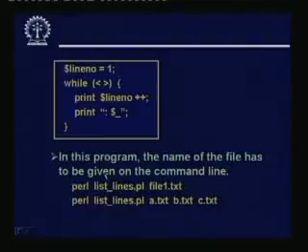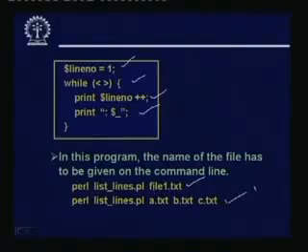Just a small example to show. Line number equal to 1, while reading from argv, print line number and print. So, this program will print the contents of the file you are passing as argument. Suppose you are running the program as this, then your array argv will be file1.txt, and within angular bracket argv means contents of file1.txt, that will be read one line at a time.